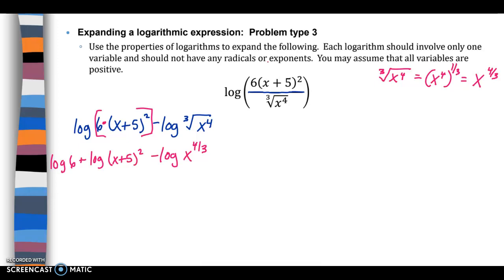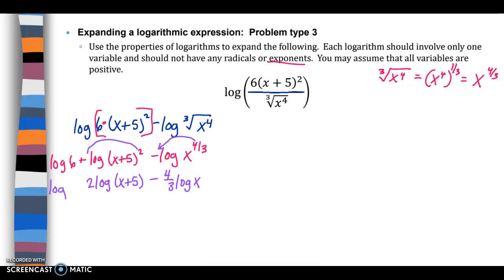Now it says we don't want any radicals or exponents. We got rid of our radical. Now we can get rid of our exponents by using the power rule. This 2 comes out in front to be 2 times the log of x plus 5. And then this 4/3 comes out front to be minus 4/3 times the log of x.